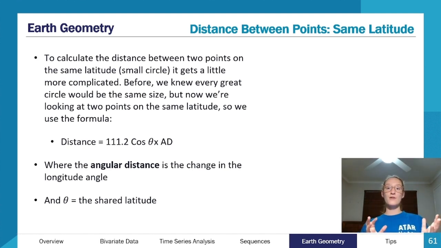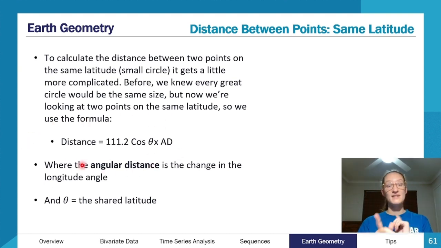So let's have a little bit of a talk about what we do when it's the same latitude, because I mentioned earlier that that's our bit more complicated formula. To calculate the distance between two points on the same latitude, which is the same small circle, gets a bit more complicated. Before, we knew that every great circle would be the same size. All of the meridians of longitude are semi-great circles, which is awesome. But now we're looking at two points on the same latitude. So we use this formula here.